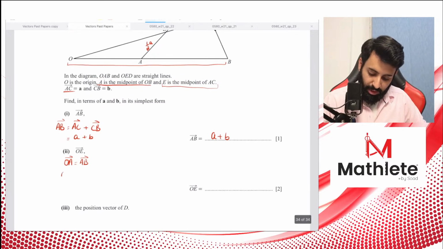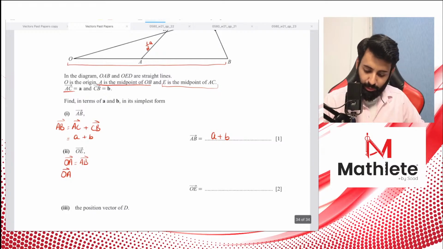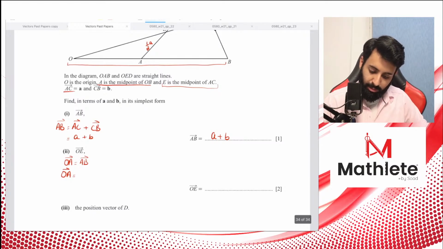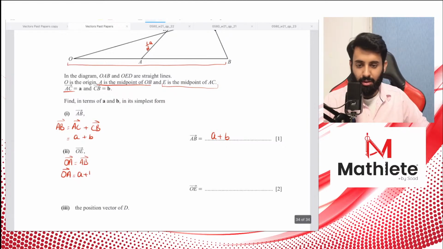Okay, so that immediately tells us one thing. That immediately tells us what OA is going to be equal to. OA is going to be the same as AB, which means it's going to be A plus B.